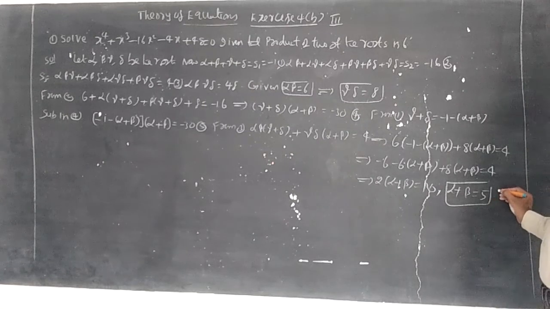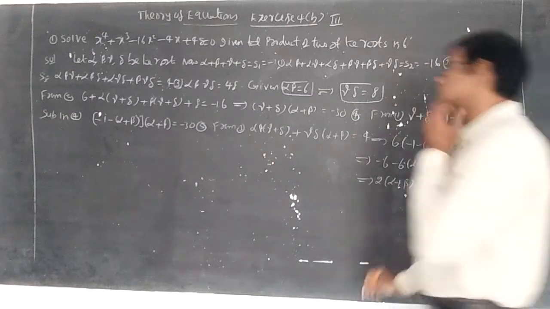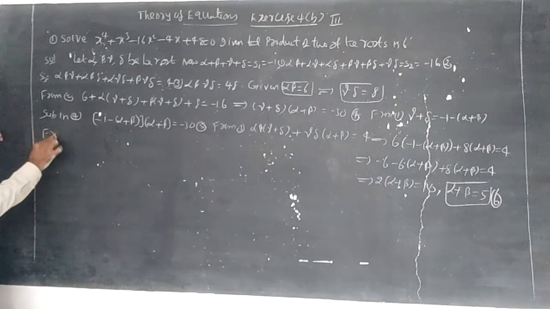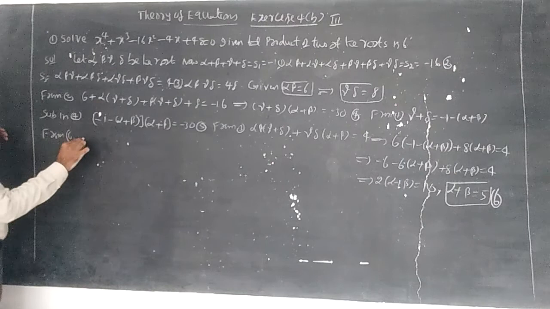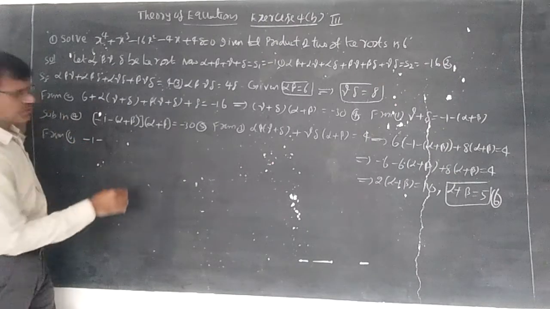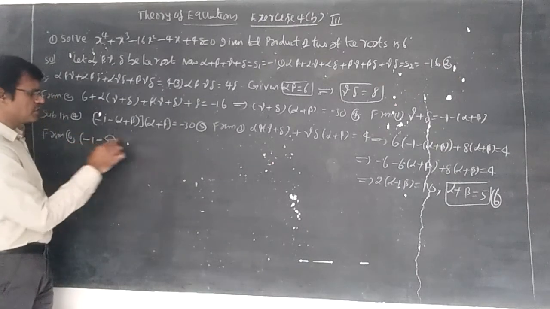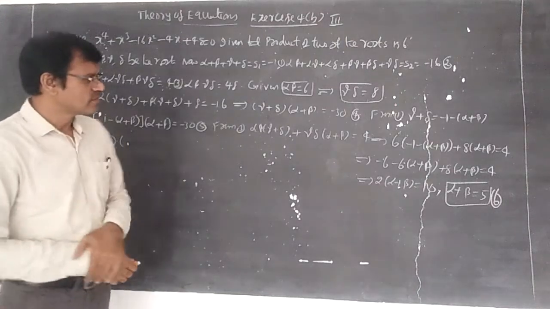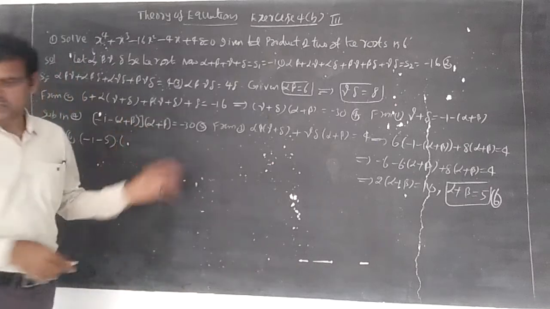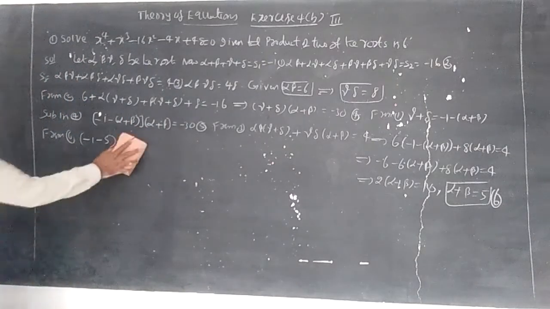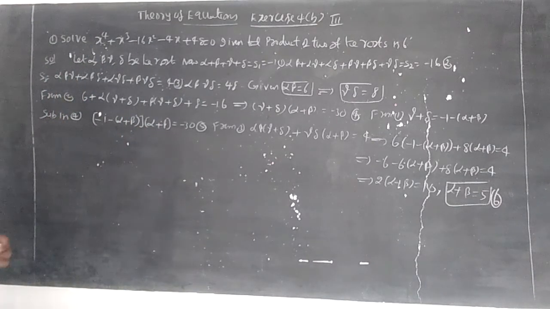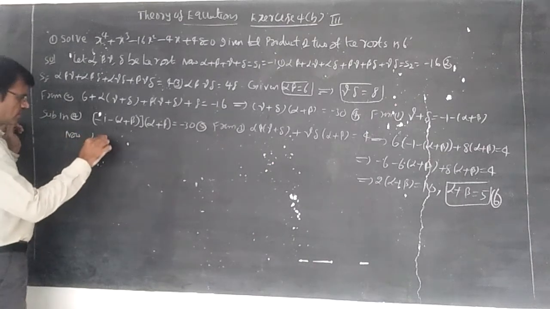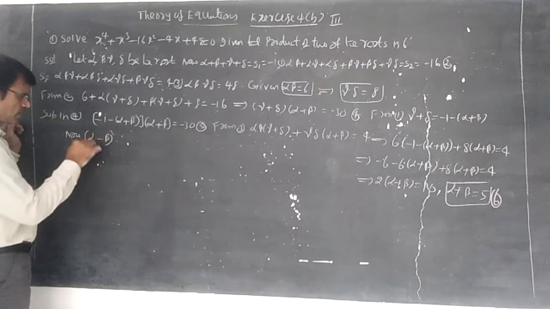Put in equation 6. Here from 6 we can find minus 1 minus of alpha plus beta, we got 5. No need to carry alpha plus beta here, simply leave it. Using the alpha beta concept, now we can find alpha minus beta whole square.